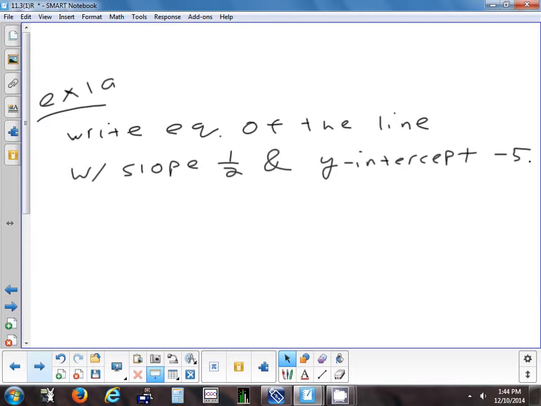So now, we're going to write an equation of the line with a slope of 1/2 and a y-intercept of -5. So, let's start with the obvious, what we just talked about. Justin, what do we want to use? Our formula. Which is? Y equals mx plus b.